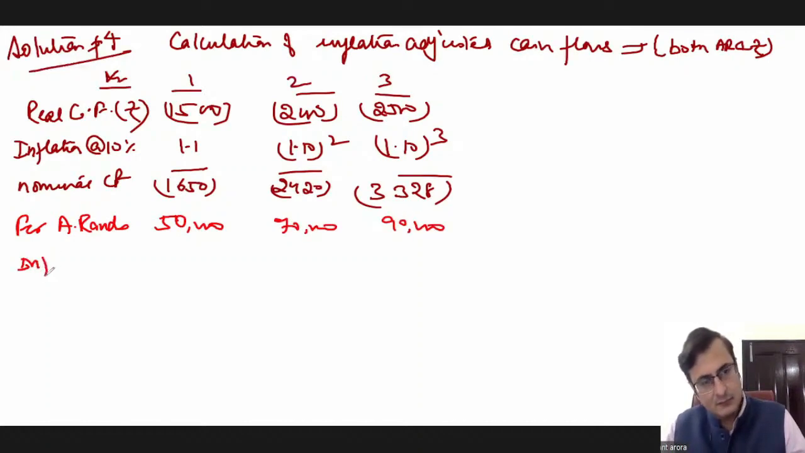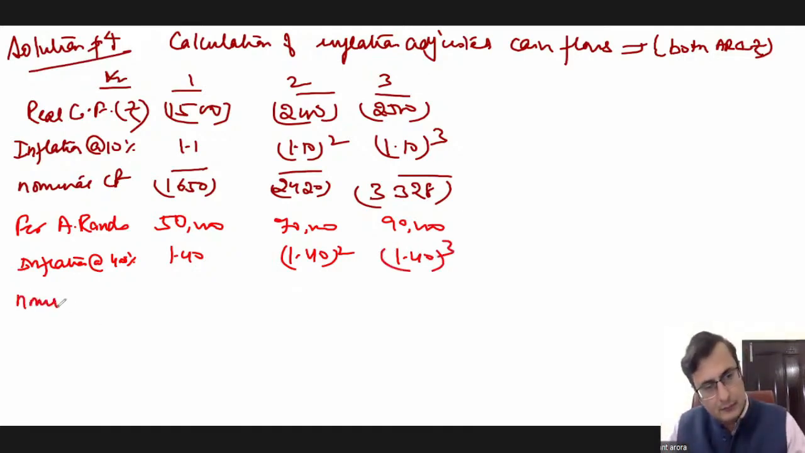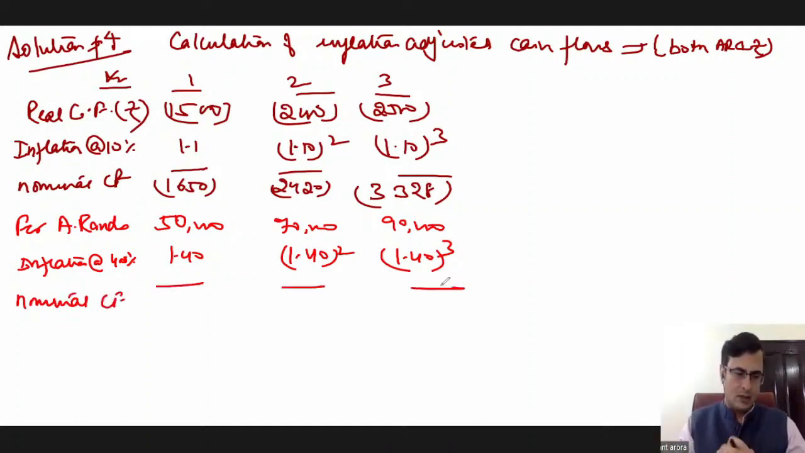Okay, inflation at the rate of 40%, given in the first line; you can check the assignment. 1.40, 1.40 squared, 1.40 cubed. Okay, so you will get nominal cash flows. 50 into 1.4 is 70,000. 1.4 into 1.4 into 70.